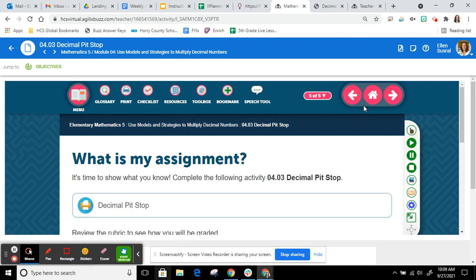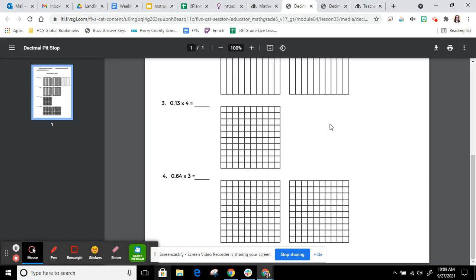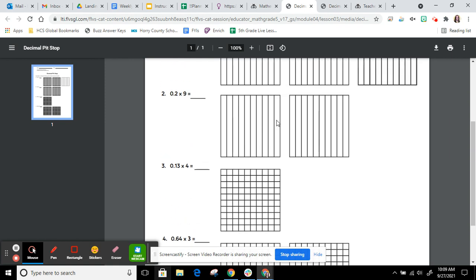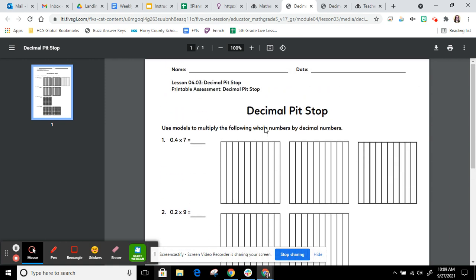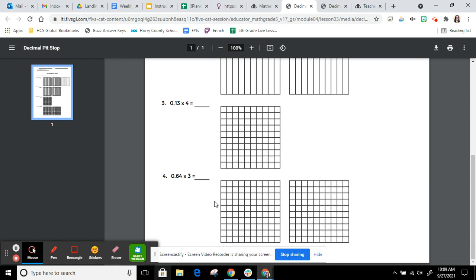When you get to the end of your lesson on page 5, you'll come across your decimal pit stop worksheet. It's a 1-page worksheet, so I'm going to open that up. It's got 4 problems on it. Notice each of the problems are multiplication problems where you are multiplying a decimal by a whole number: 4/10 times 7, 2/10 times 9, 13/100 times 4, 64/100 times 3.